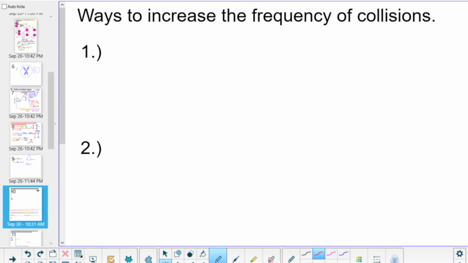Concentration technically isn't, because you're just providing more molecules. So you haven't increased the frequency. You've just provided more. Temperature definitely would. Pressure would too, because you still have the same amount.